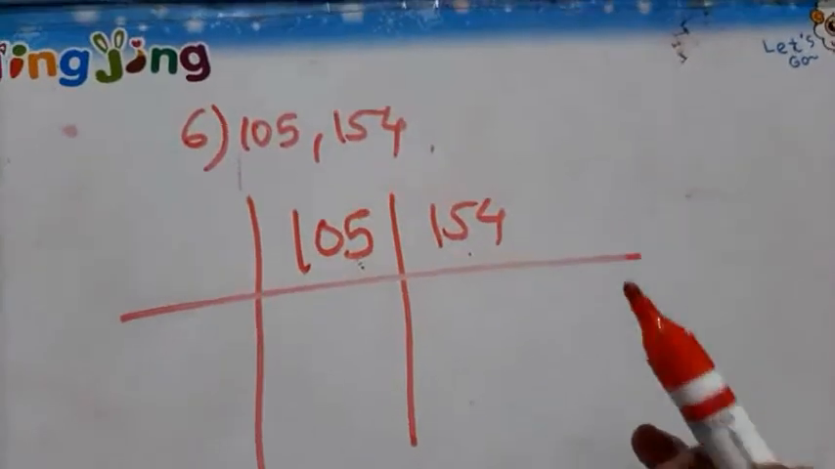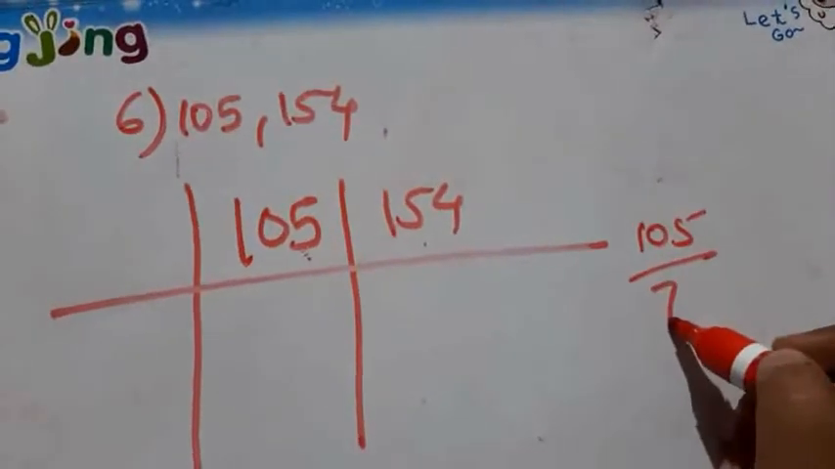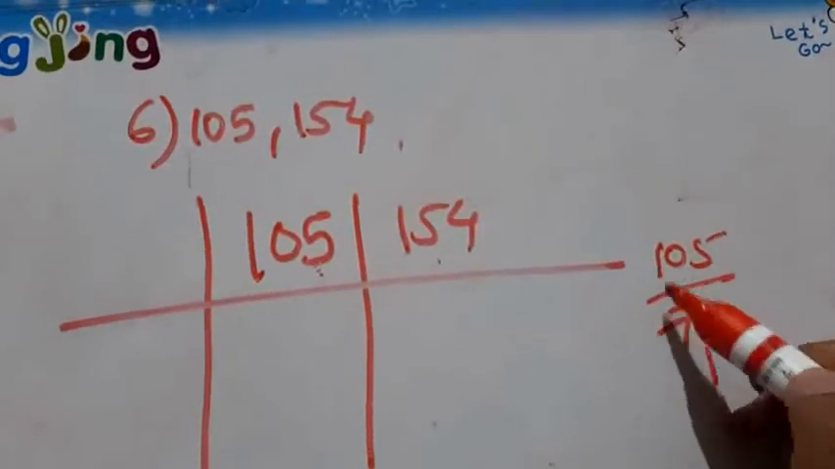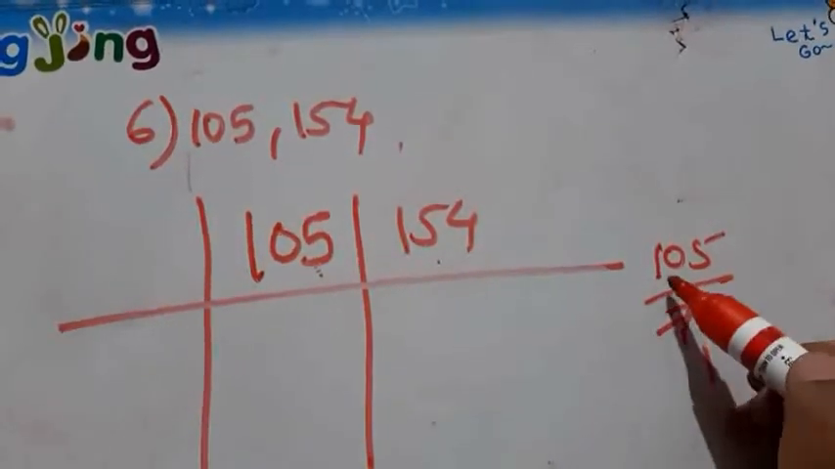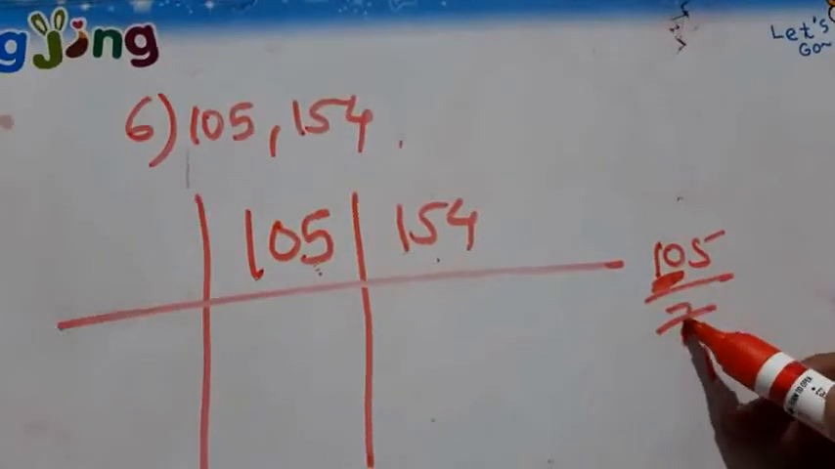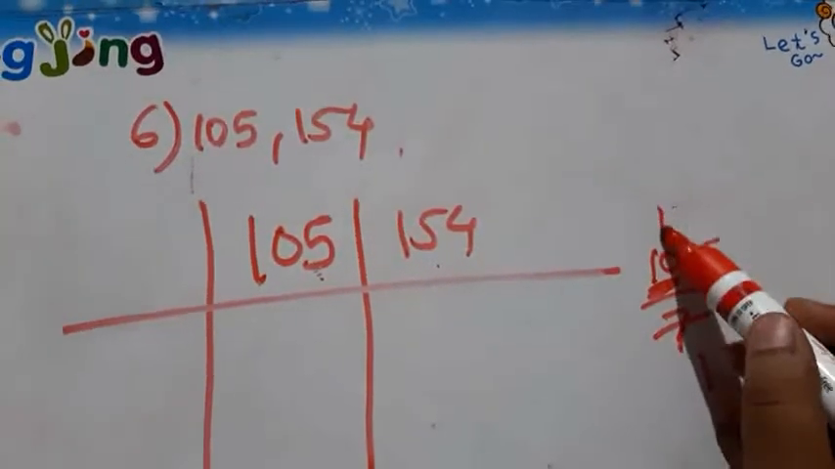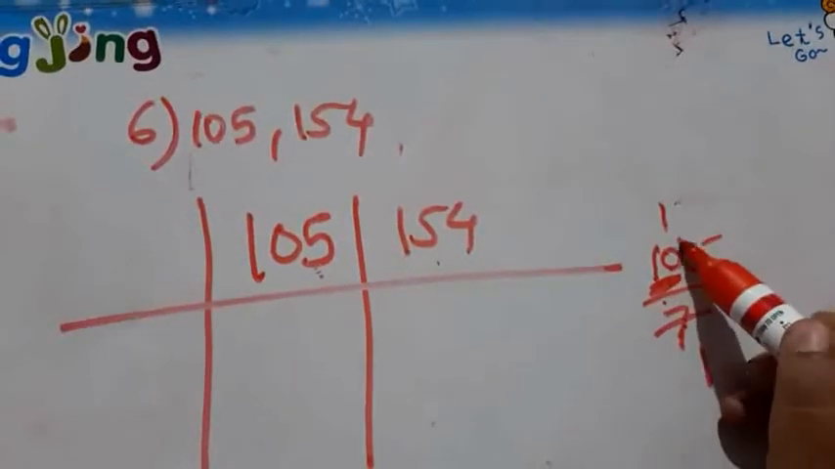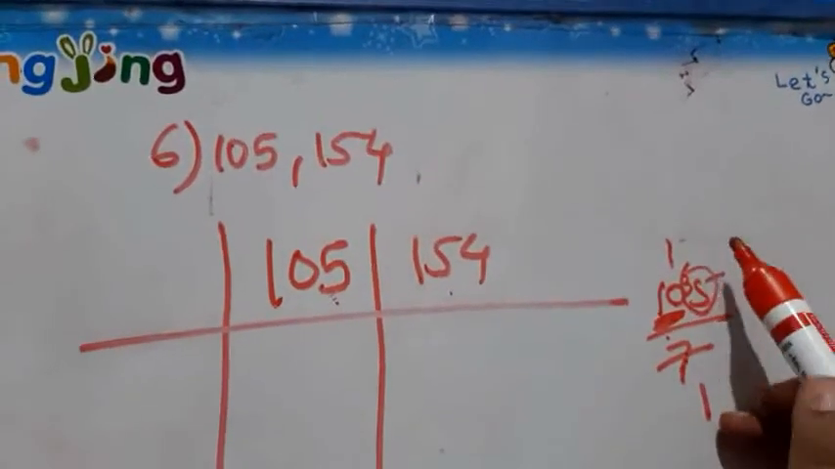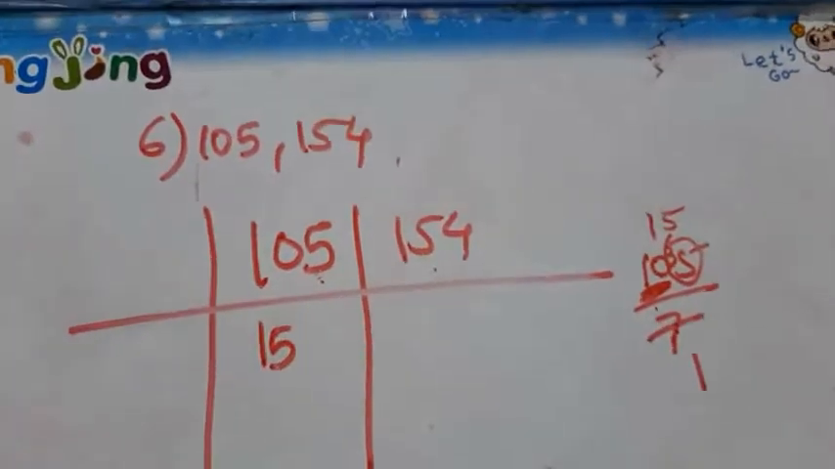Then move for 7. We will check for 7. 105 divided by 7. 7 ones are 7. First digit is 0. It is smaller than 7. So next also we have to consider 10. Just 2 digits we will consider. Now number is 10. It is bigger than 7. Count up to 10. 7 ones are 7. So 10 minus 7, 3. Number is 3 5, 35. So it will be 7 5s are 35. So here will be 15.